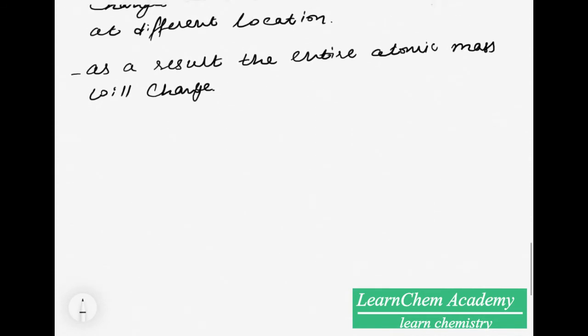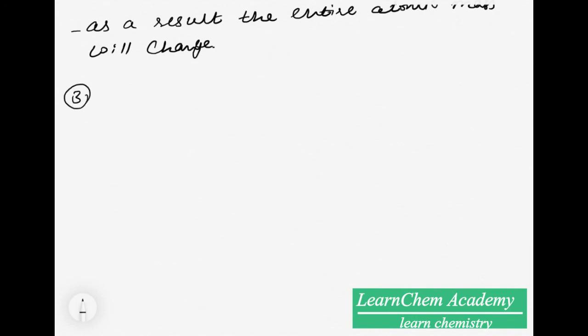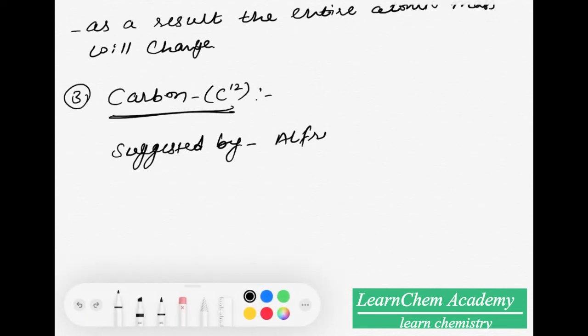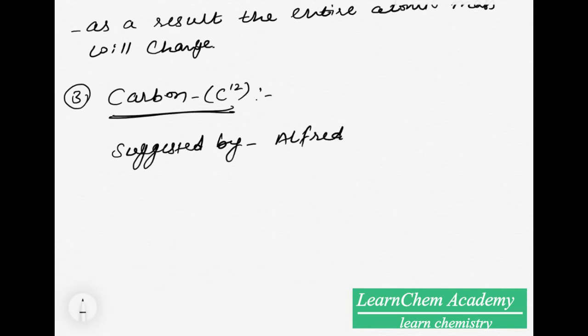Now we come to the third reference, which used carbon, the C12 isotope. Carbon was suggested by Alfred Nier and A. Lander in 1956.